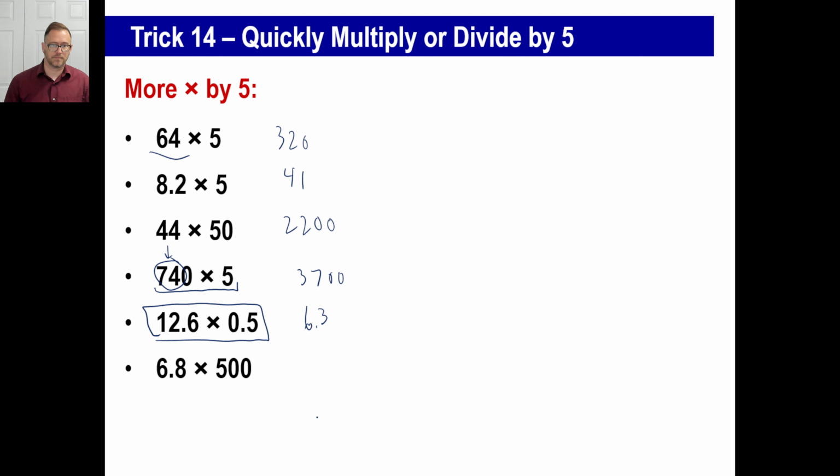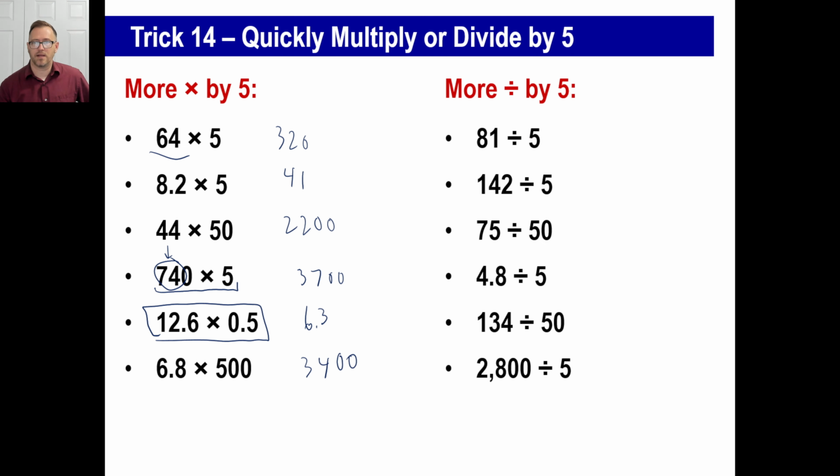Okay, same thing here. Ignore this point and this and that. Just those 68 times 5. Half of 68 is 34. And about 7 times 500 is that, to make it reasonable. There you go. All right, let's try some more division by 5 this time.